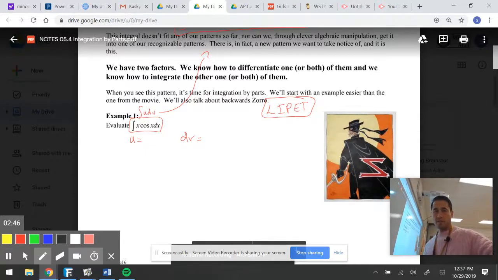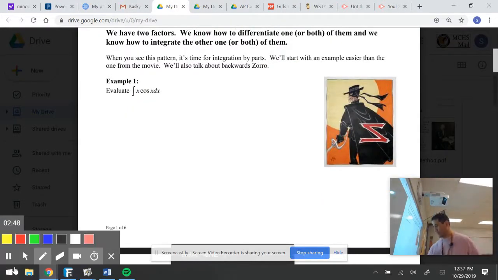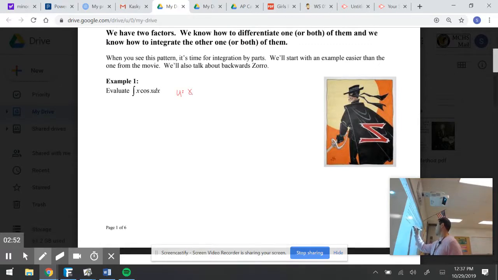All right, so let's roll. I got to go to this new screen. We're going to LIPET this bad boy, right? So we're going to let our u equal x because it's a polynomial. Then dv is going to be the other guy, which is the rest of it, which would be cosine x dx. On this guy here, the u, we're going to find the derivative. The derivative of x is 1 dx, right, class?